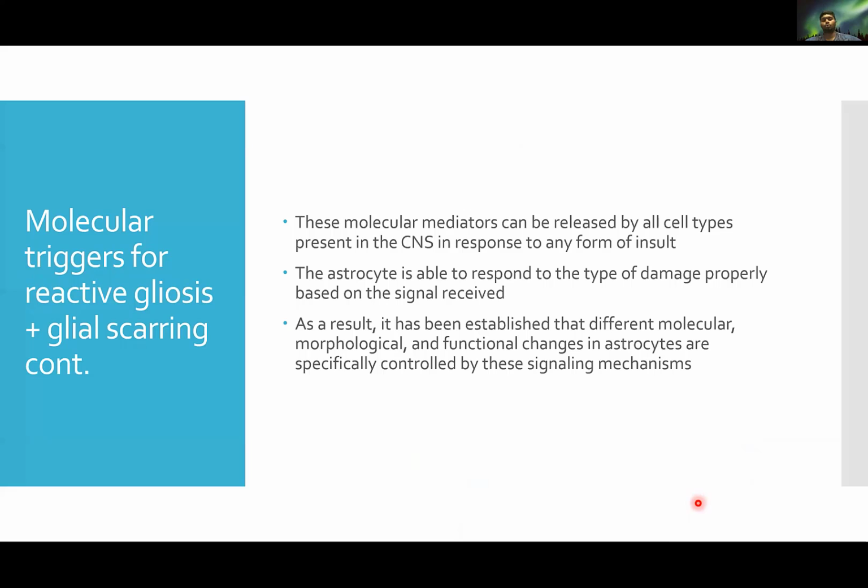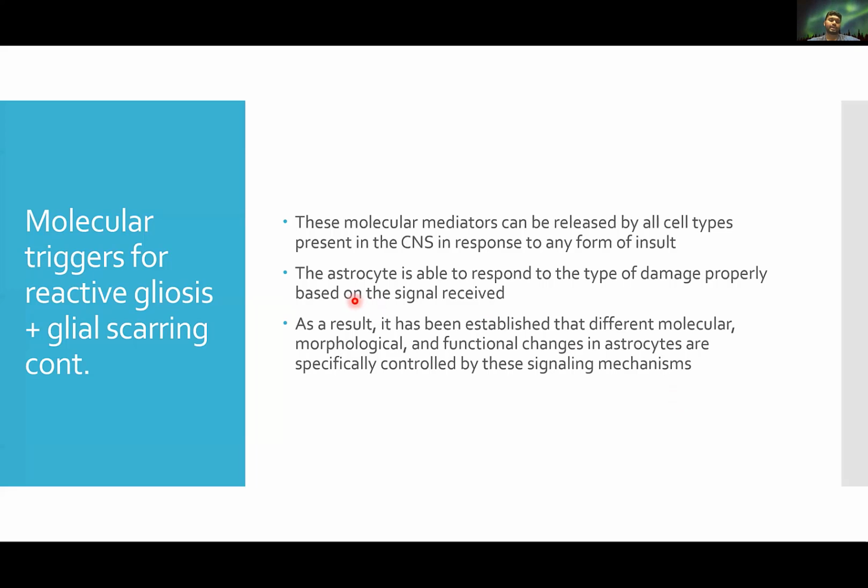Now, just more about the molecular triggers. An addition to these molecular triggers, and some more information, is that, as I said in a previous slide, these molecular mediators can be released by all cell types present in the CNS in response to any form of insult. So we talked about just now the complexity of this response and the crosstalk communication of astrocytes and other cells. This is important, right? This complexity is essential because it allows the astrocyte to react and be prepared for any type of CNS trauma or insult possible, and then have the best chance of responding the correct way.